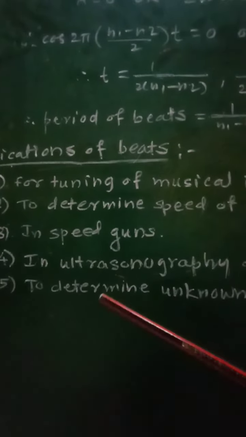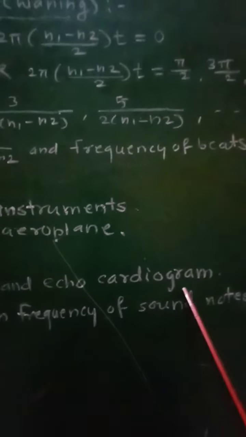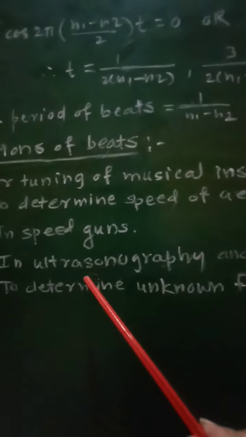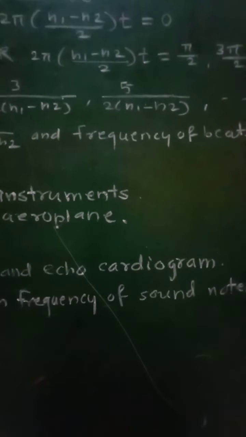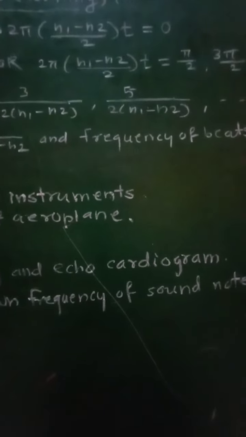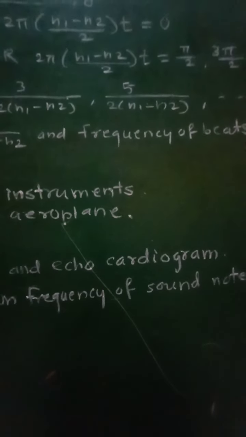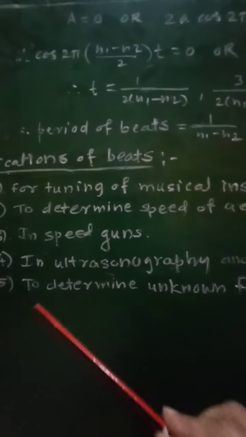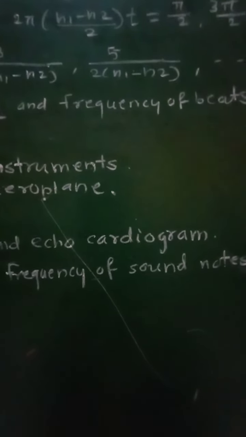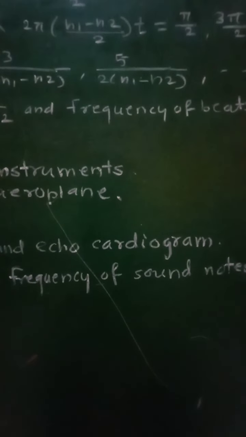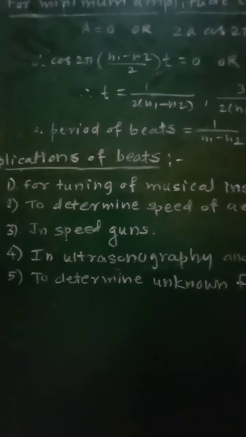Then fourth use is in ultrasonography and echocardiogram. In case of ultrasonography and echocardiogram, that is for checkup of the patients, these techniques use the formation of beats. Similarly, fifth use is to determine the unknown frequency of sound notes. So the unknown frequency of the sound notes can be determined with the help of the formation of beats. So these are some of the applications of beats.